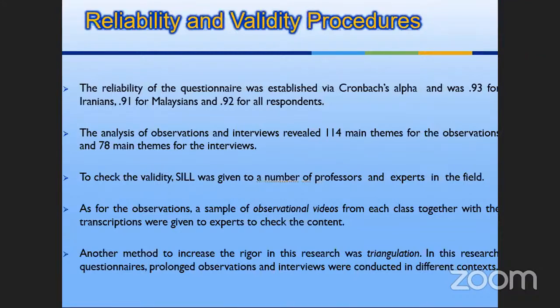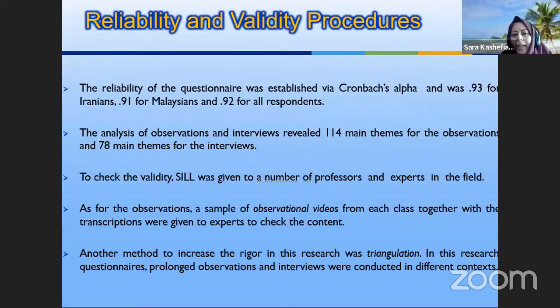Now, the reliability of the questionnaire was established by coefficient alpha and was 0.93 for Iranian students and 0.91 for Malaysian students. The analysis of observations and interviews revealed 114 main themes for the observations and 78 main themes for the interviews. Categorization of themes was given to 3 experts in the field, and Cohen's kappa, which showed the inter-rater reliability, was 0.81 for observations and 0.82 for interviews.